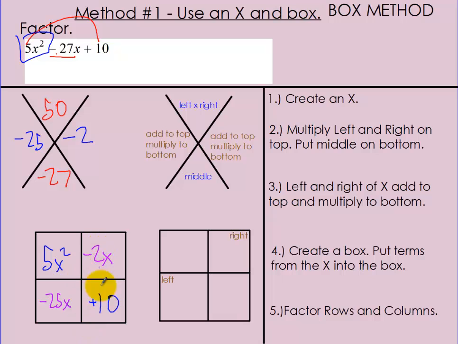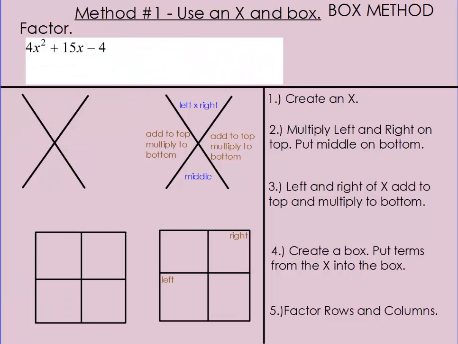And then I'm going to factor. So the greatest common factor of this column right here is going to be, we're going to put it negative 2. And then this factor is going to be 5x. Greatest common factor this way is going to be just x. And this one's going to be negative 5. So my final answer for my factors are going to be x minus 5 times 5x minus 2. And that's your answer.